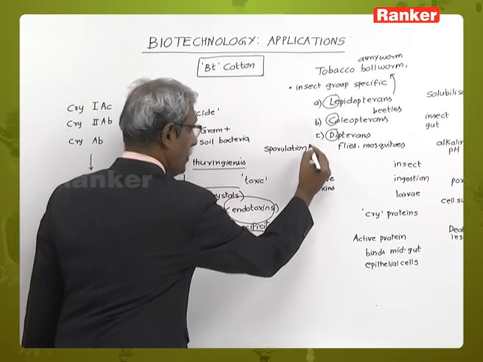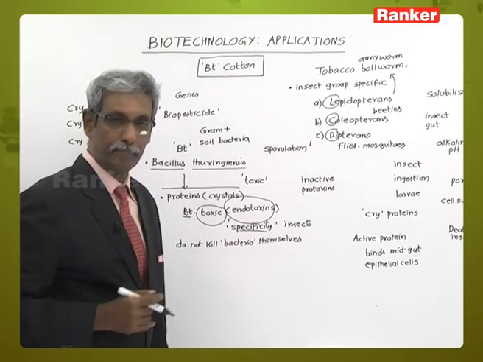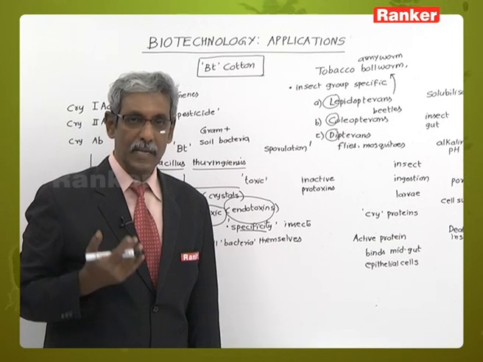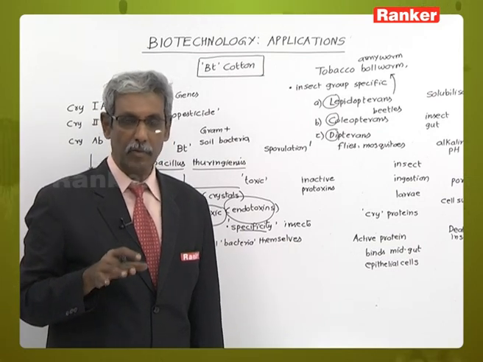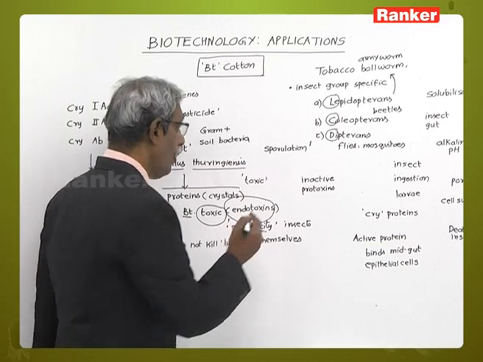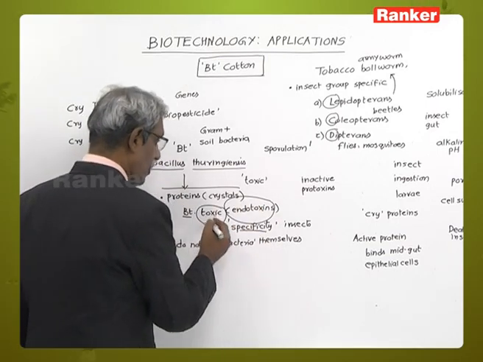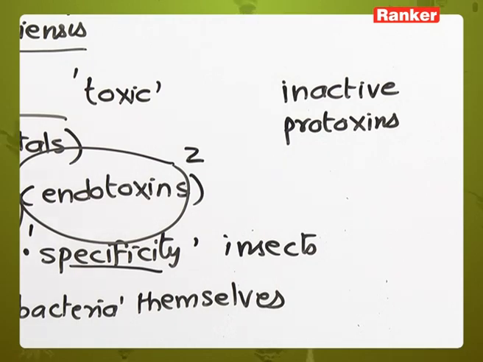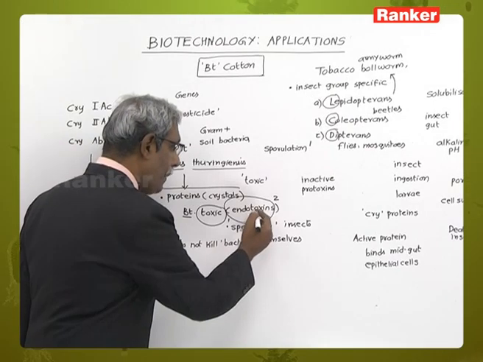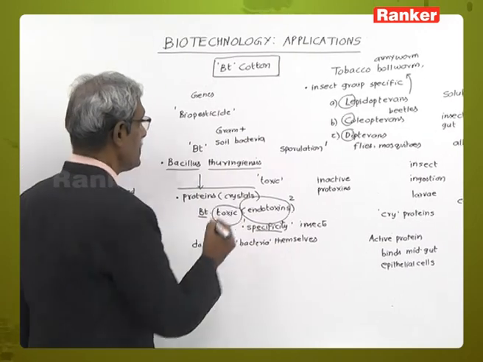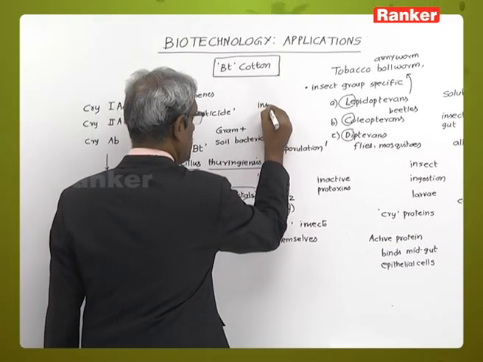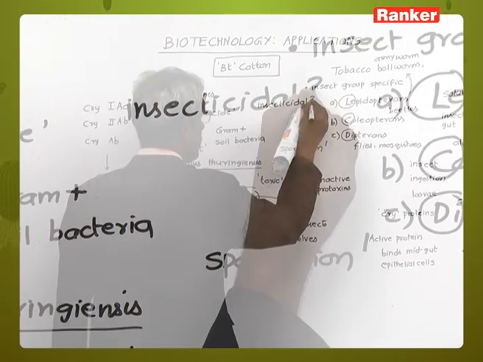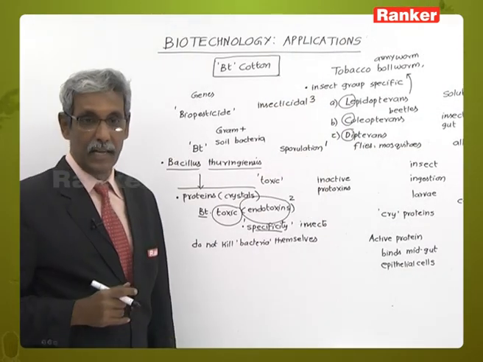When are they produced? They are produced primarily during sporulation. When the bacteria reproduces and produces spores, this is the time when the crystals of the BT toxin are produced. And what is the other name for these toxins? The toxins are termed as endotoxins. And what happens to the endotoxins? The endotoxins are insecticidal in nature.